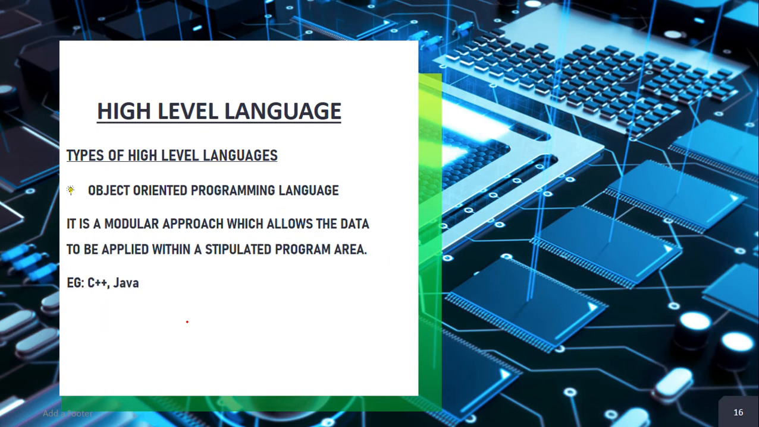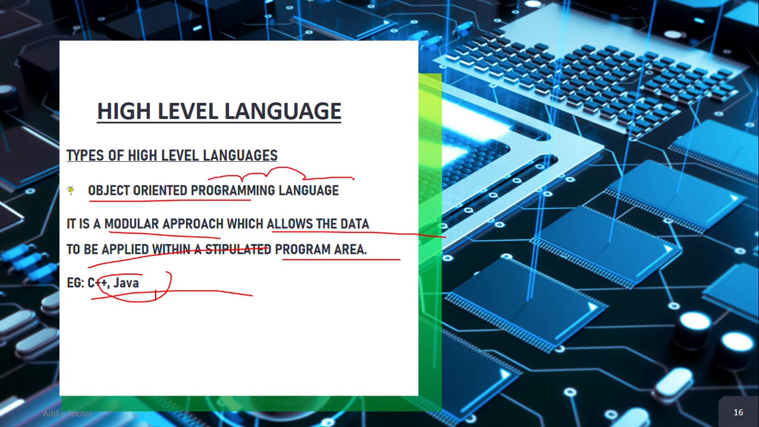And it's object-oriented programming language. So it is a modular approach which allows the data to be applied within a stipulated program area. Examples: C++, Java, BlueJ, and many others. BlueJ is developed from Java. So this object-oriented programming is very important.